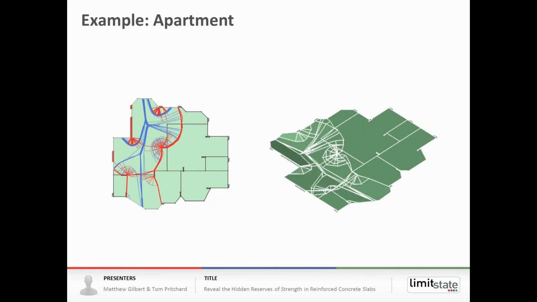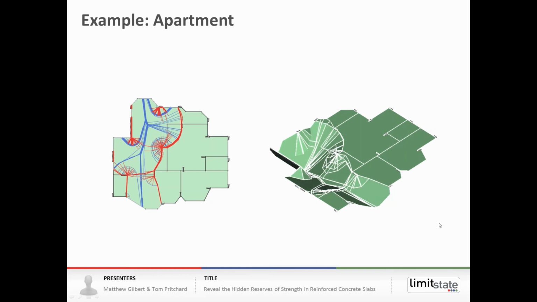The automation that we've just looked at effectively obviates that issue and allows us to directly analyze yield line patterns and identify the critical one. Okay, what I'm going to do now is hand back over to Tom, who's going to talk you through some hands-on usage of the software.